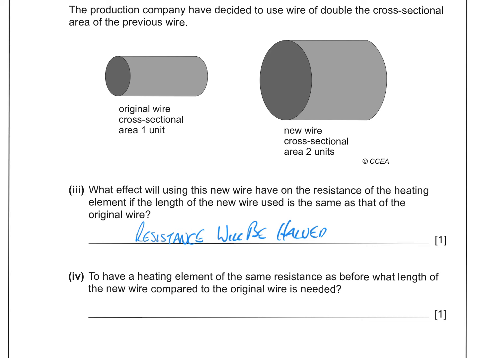To have a heating element of the same resistance as before, what length of the new wire compared to the original is needed? Well, the bit that we have is half of what it needed to be, so if we double that length we'll get it back to where it should be. So length needs to be doubled.